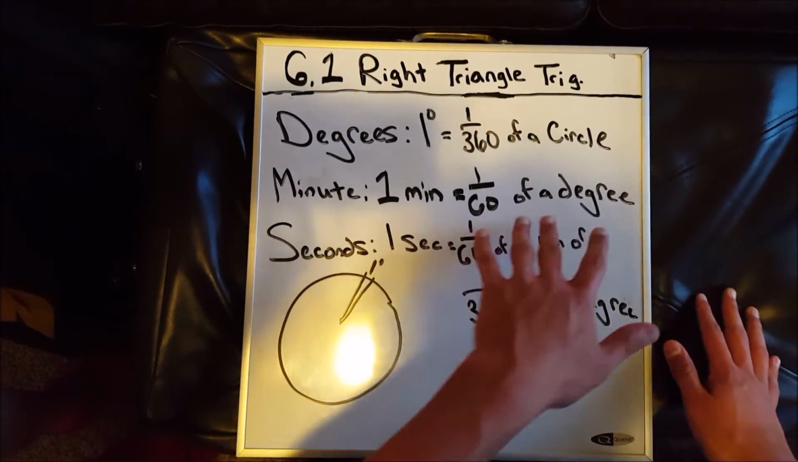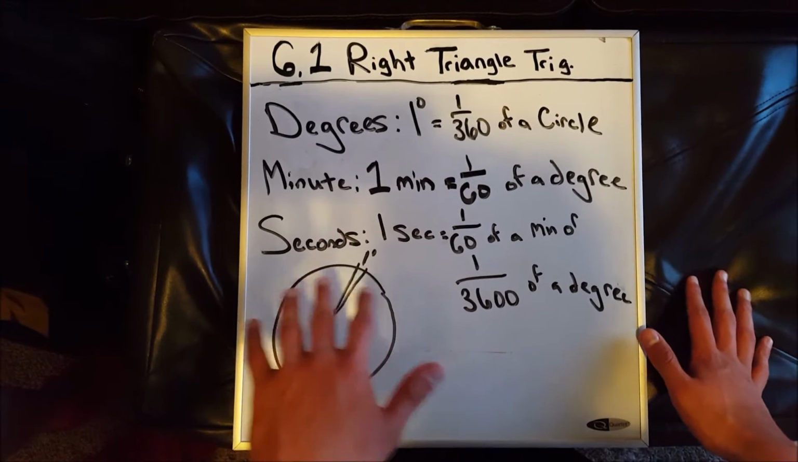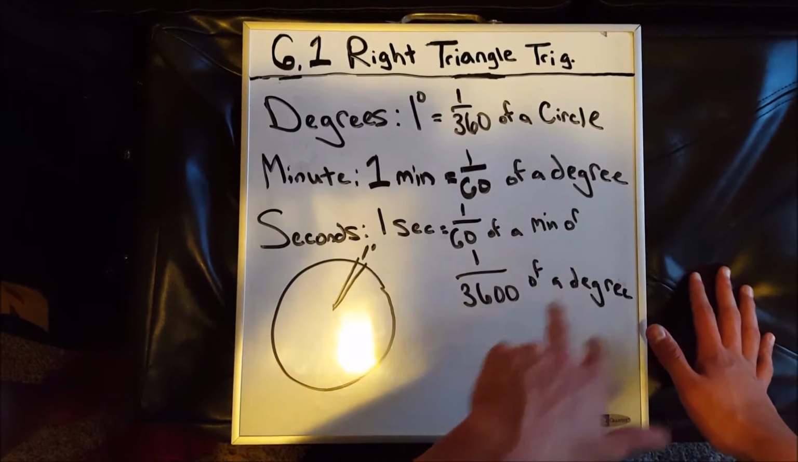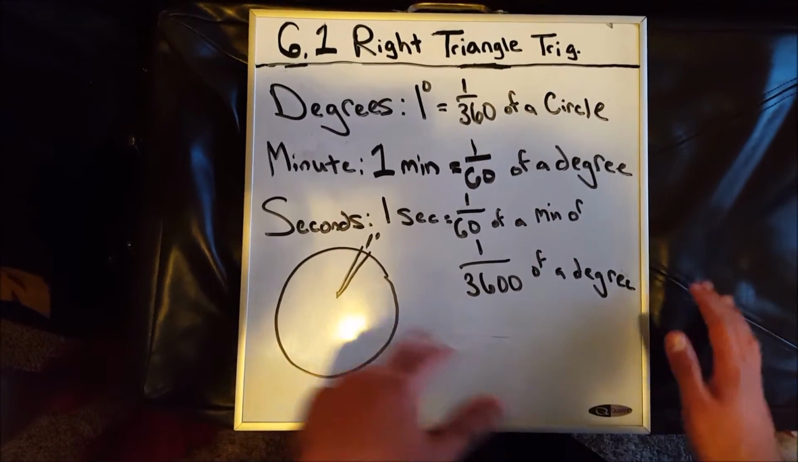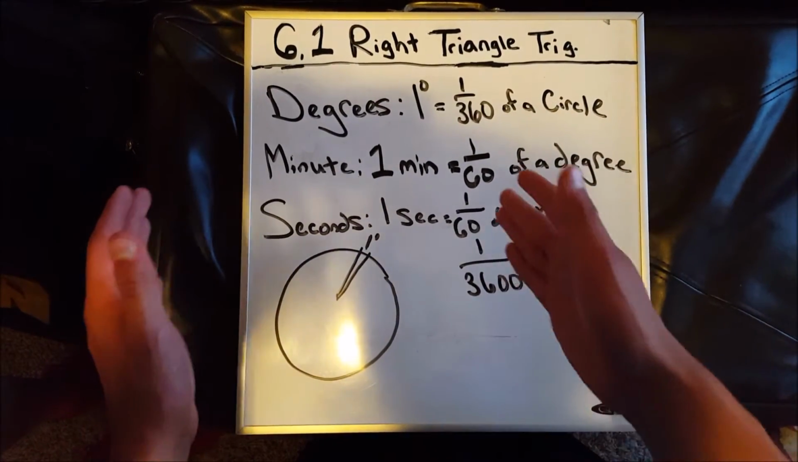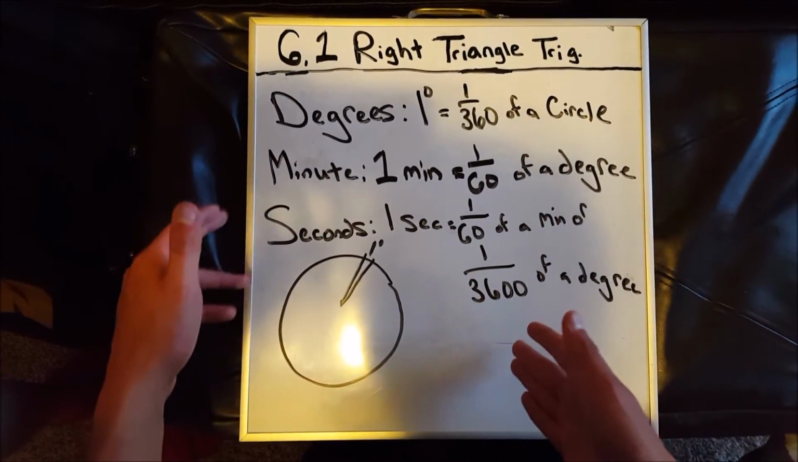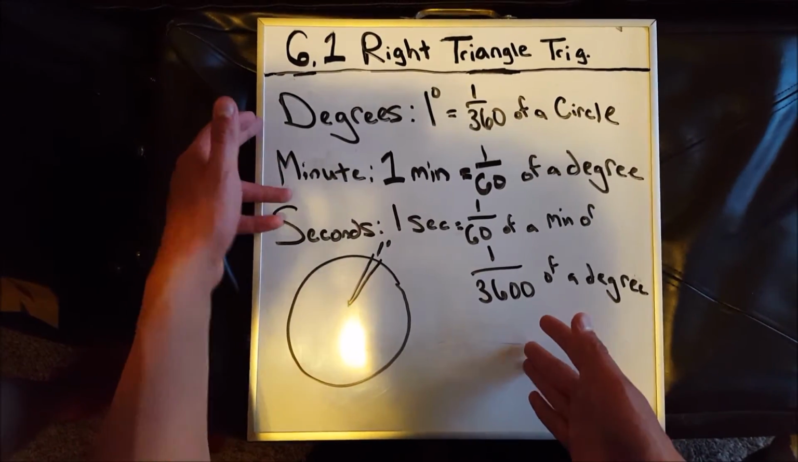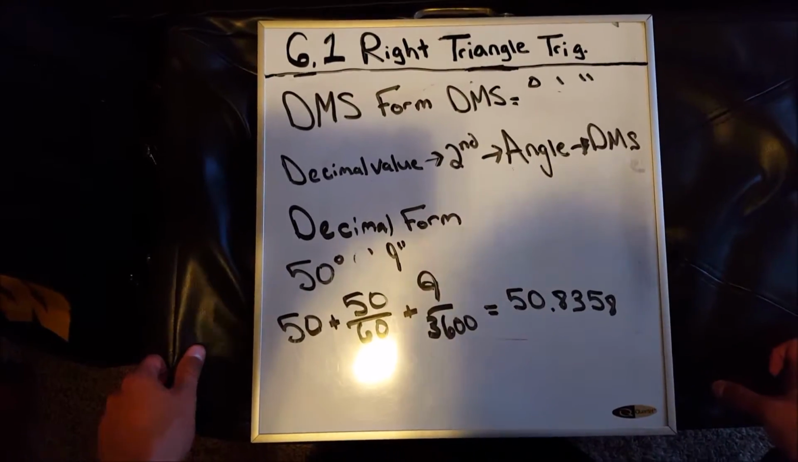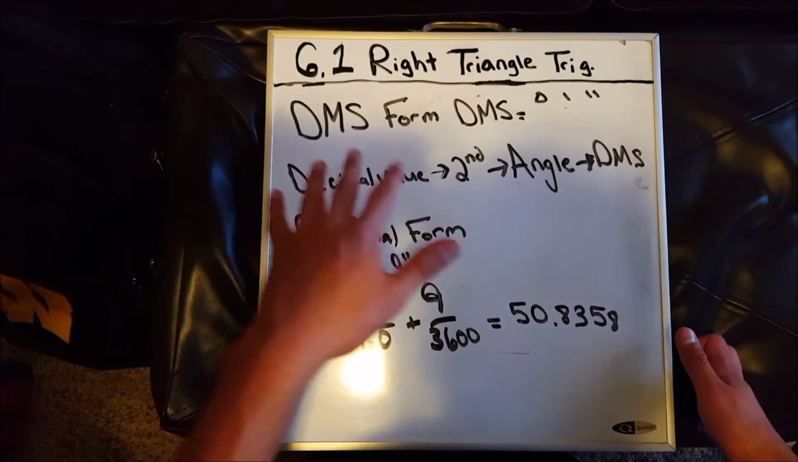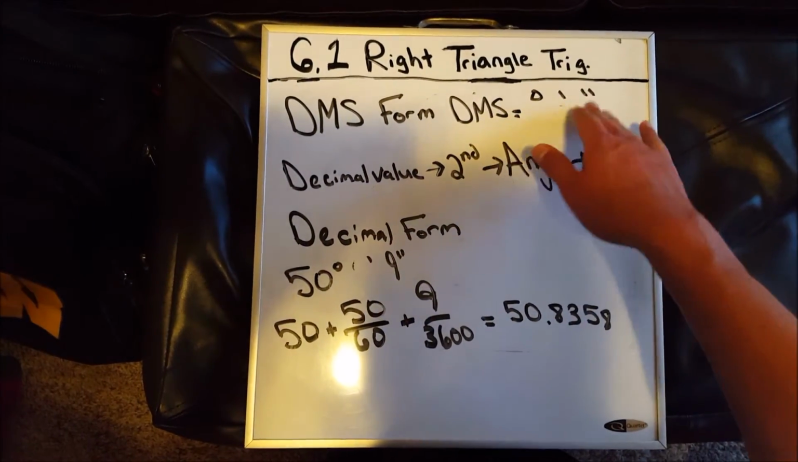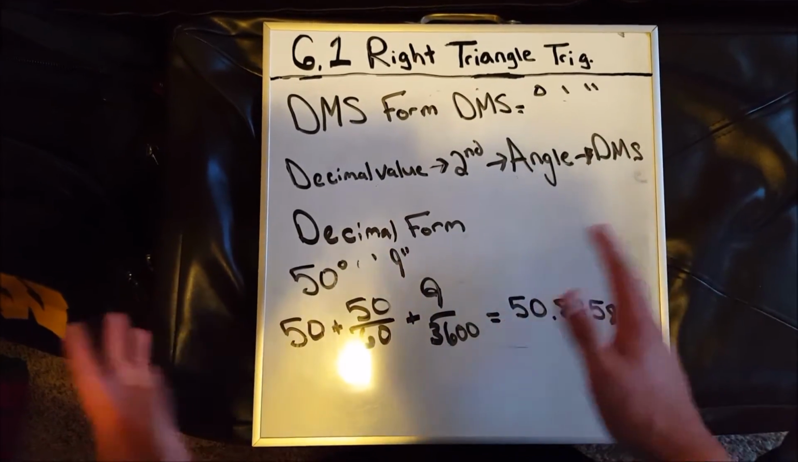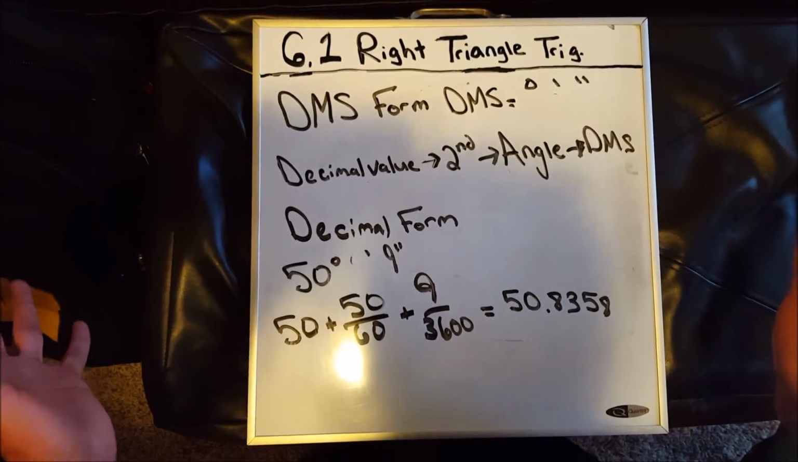A minute is 1/60th of a degree, and a second is 1/60th of a minute, or 1/3600th of a degree. It is 1/3600th because you take 60 times 60 to get a degree. Now here's how to apply decimal or degree, minute, second form. Degree, minute, and second is DMS form. In order to do this, you can use your calculator pretty easily.